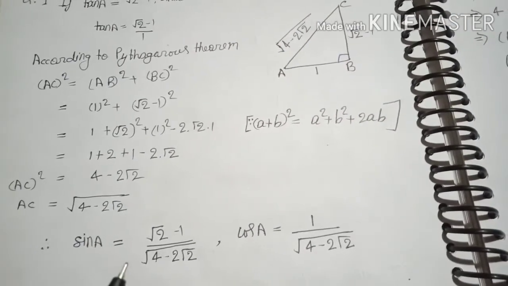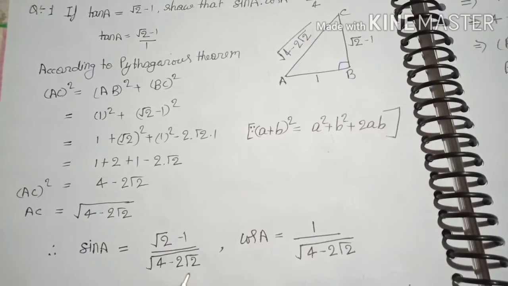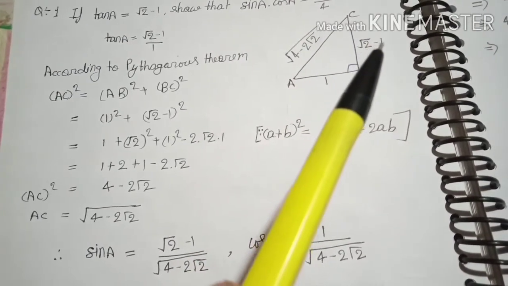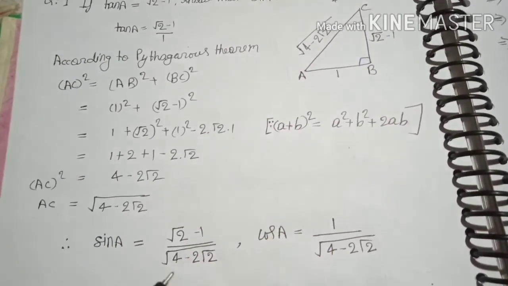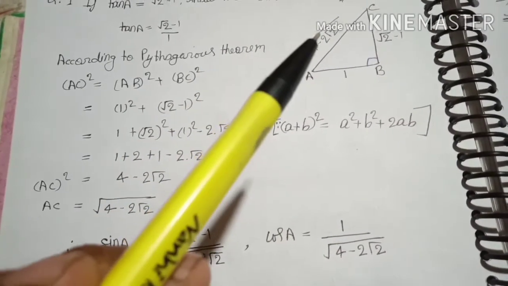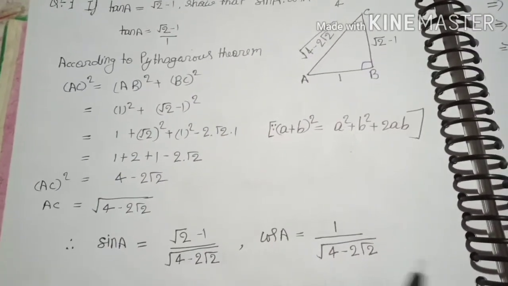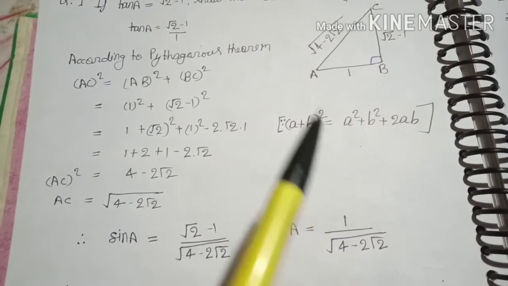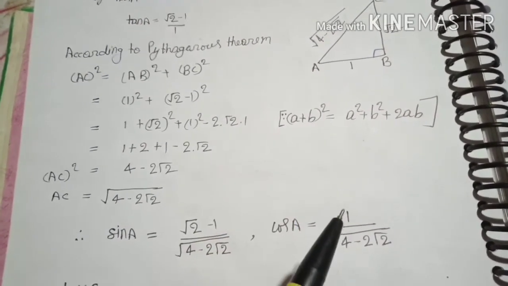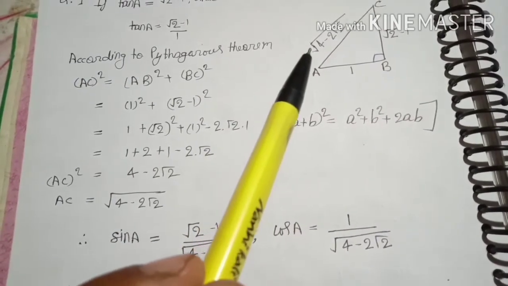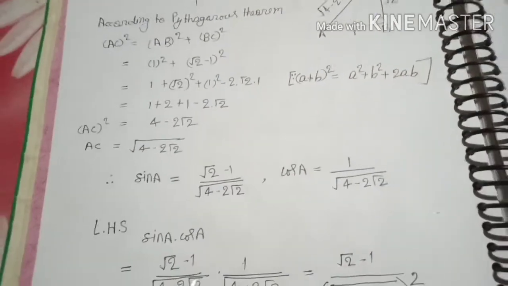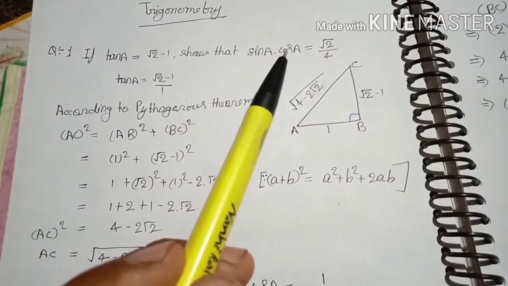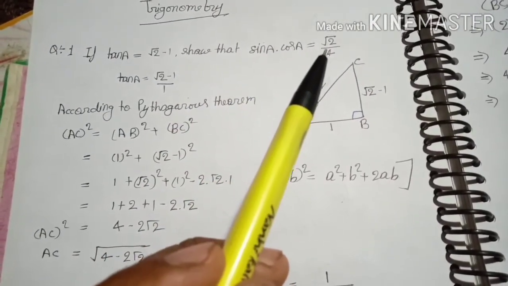Since sin A is equal to perpendicular divided by hypotenuse, the value of perpendicular is root 2 minus 1 and the value of hypotenuse is square root of 4 minus 2 root 2. Cos A is equal to base upon hypotenuse, the value of base is equal to 1 and the value of hypotenuse is square root of 4 minus 2 root 2. So we have to prove that sin A into cos A equals root 2 divided by 4.